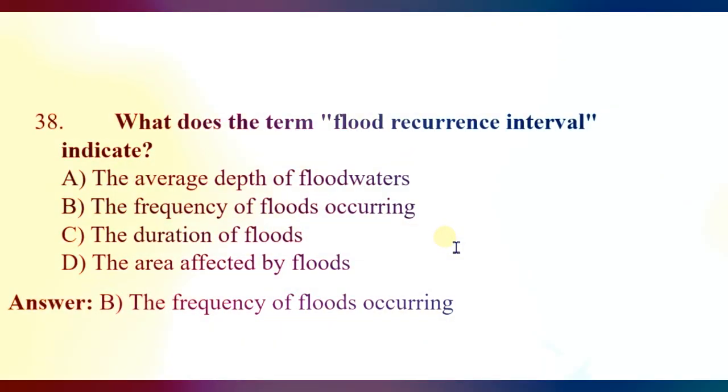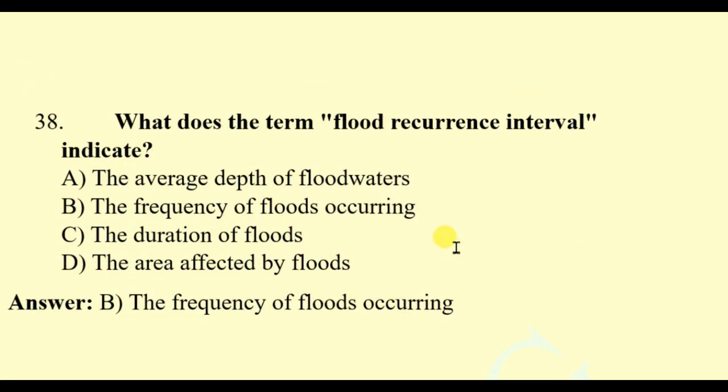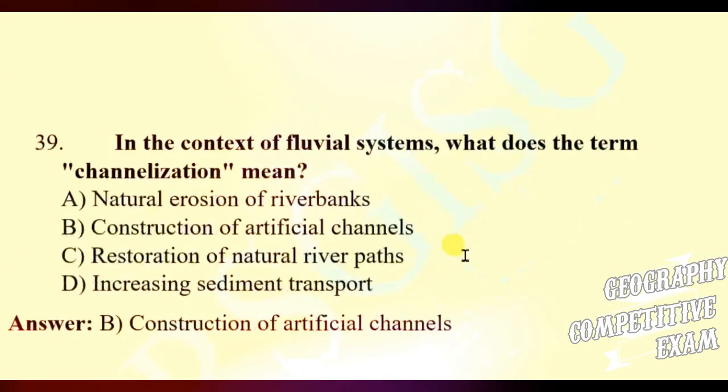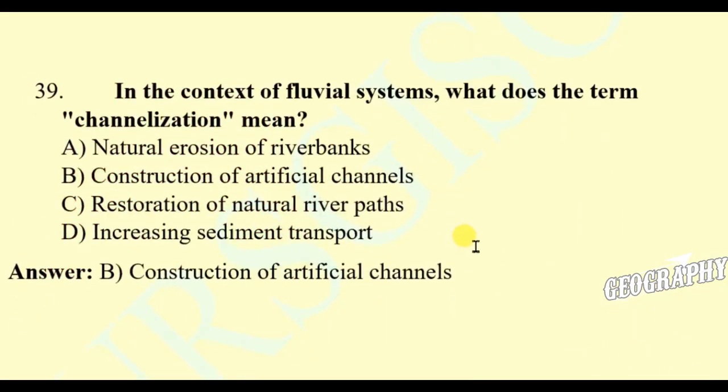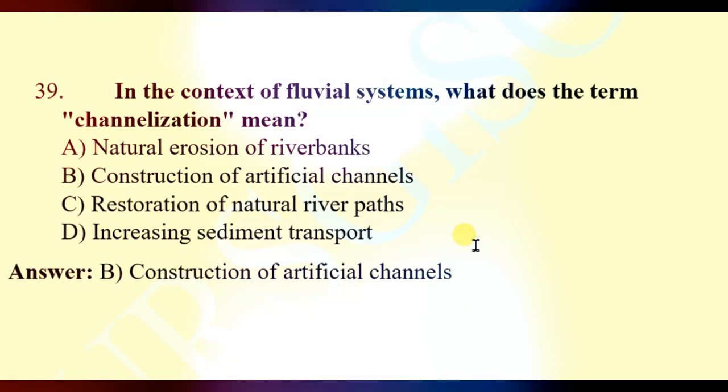Question 38. What does the term flood recurrence interval indicate? The average depth of floodwaters, the frequency of floods occurring, the duration of floods, the area affected by floods. The correct answer will be the frequency of floods occurring. Question 39. In the context of fluvial systems, what does the term channelization mean? Natural erosion of river banks, construction of artificial channels, restoration of natural river paths, increasing sediment transport. Here the correct answer will be construction of artificial channels.